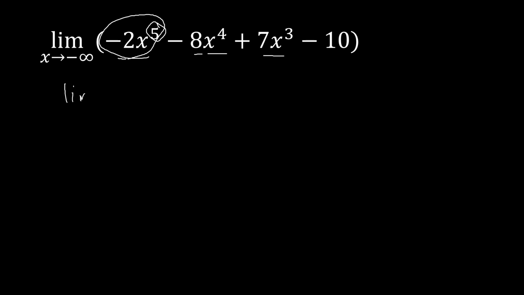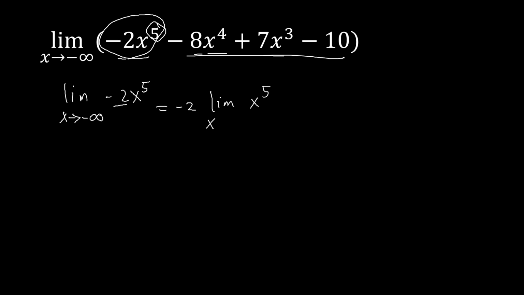So we'll be focusing on getting the limit of negative 2x to the power of 5 as x approaches negative infinity, because again, the other terms will not be important anymore. Now, when it comes to a limit at infinity, we have common multiples, so we take it out. This is negative 2 times the limit of x to the power of 5 as x approaches negative infinity. We have that as negative infinity raised to the power of 5.